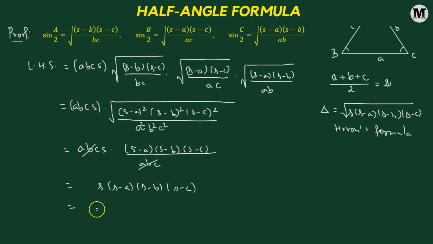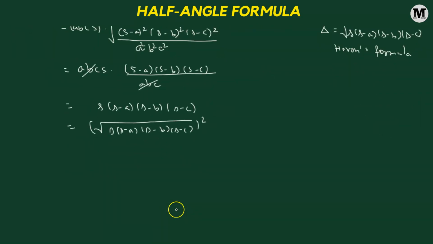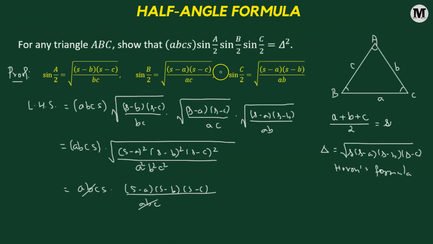However, we can also express it as the square of the square root of s times (s minus a) times (s minus b) times (s minus c). Now this is Heron's formula, which gives us the area of the triangle. That means this will be equal to delta squared, which is the expression on the right hand side. So here we have successfully proved our problem: abc times s multiplied to sine A over 2 times sine B over 2 times sine C over 2 equals the square of the area of the triangle.